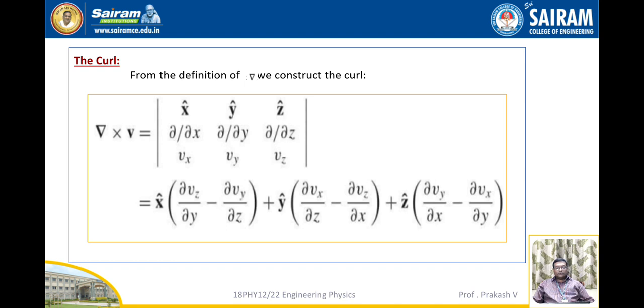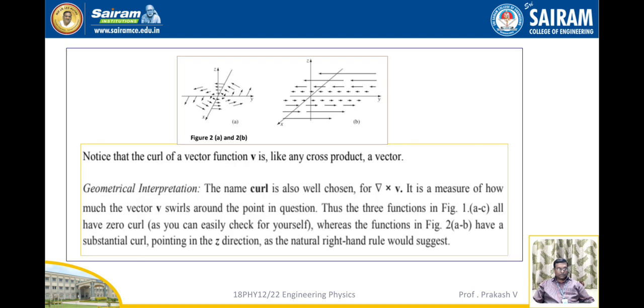Now let us discuss the curl. From the definition of del, we can construct the curl as del cross v. So del cross v gives you curl. The equation is expressed as shown in the slide. Next, the name curl is also chosen as del cross v. It is a measure of how much a vector v swirls around the point.